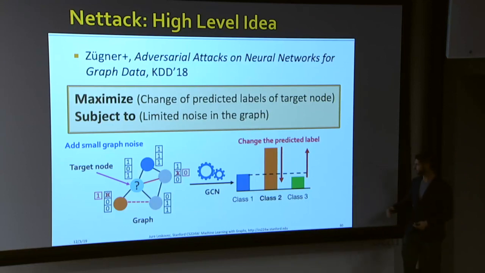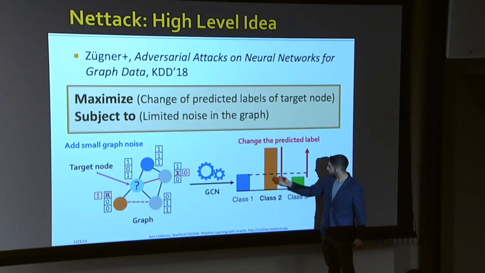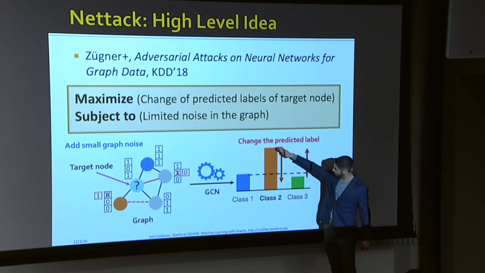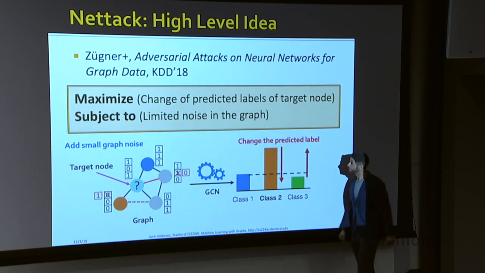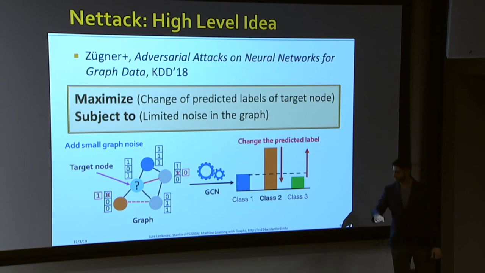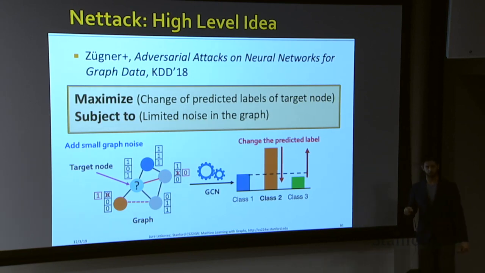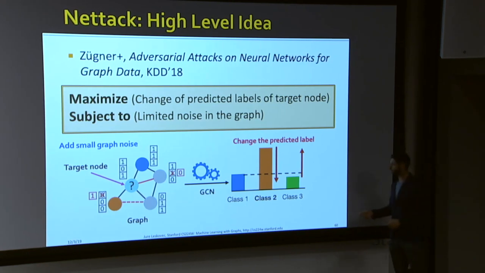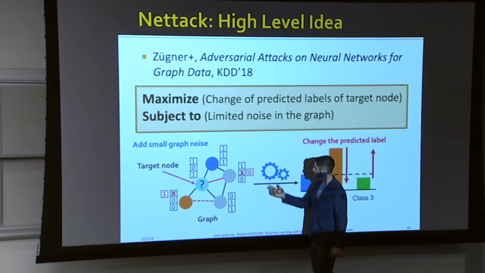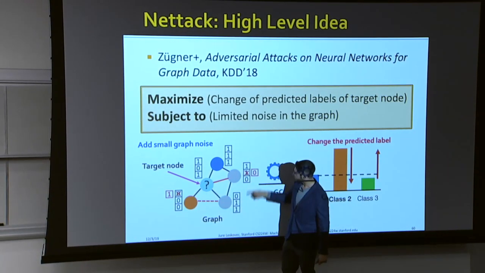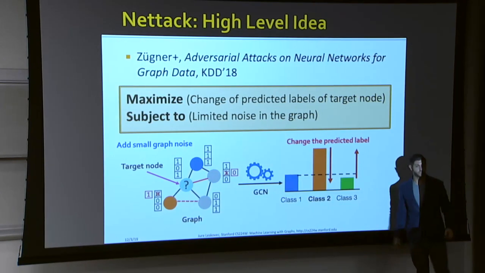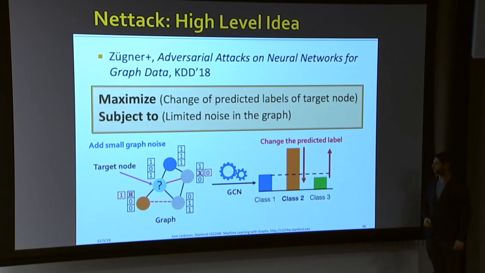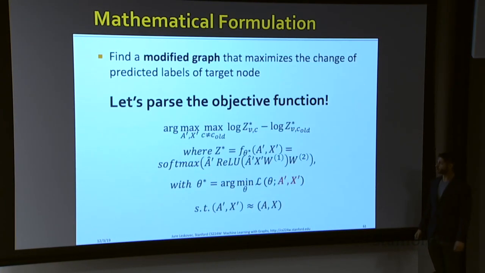So we want to make sure that, say, class 2 is not recommended and class 3 is recommended. We want to bring down this probability, and we want to bring up the class 3 probability. But this maximization has to be subject to a limited amount of noise in the graph. So we don't want to act on the whole graph, changing all the features and all the connectivity. Rather, we want to do just a few modifications. Like in this case, we change 2 feature values, we cut one edge, and we added one edge, and this already leads to this kind of misclassification, all right? So this is the very high-level goal that we have in mind.